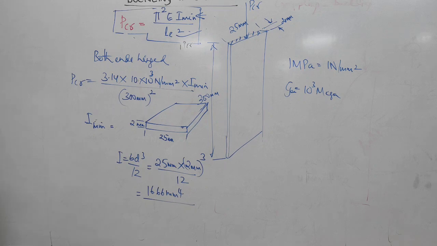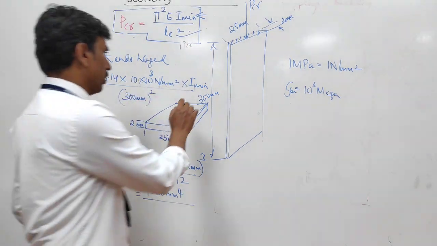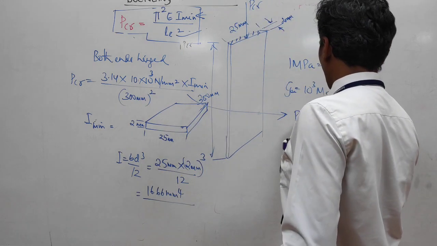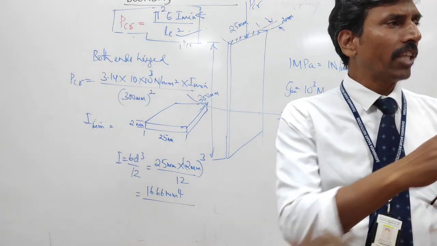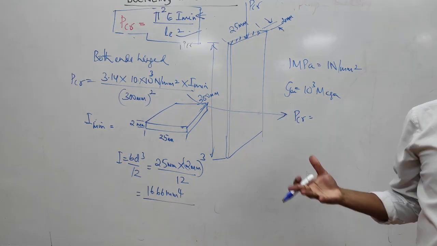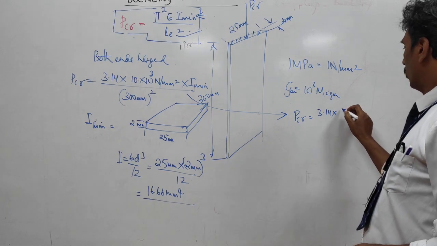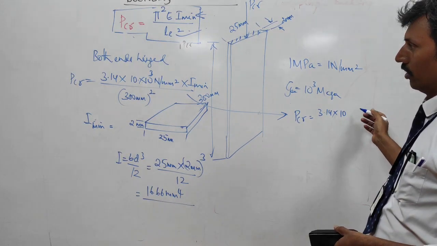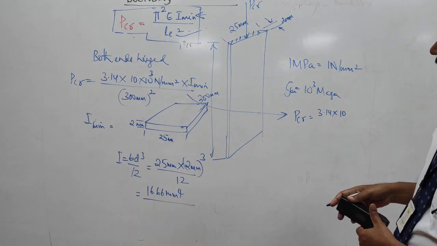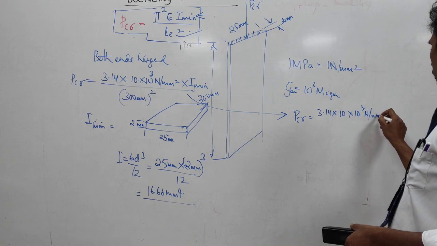Understand? How many are confirming? Only one person calculated. 16.66. Okay, I can go ahead with this. Now I have to substitute this value here, in PCR. What is the value that you guessed? Just wait, 1 kg. 1 kg is actually 10 newtons. So now we are calculating. PCR is equal to 3.14 into 10 to the power of 4, so 10 into 10 to the power of 3 Newton per mm square.